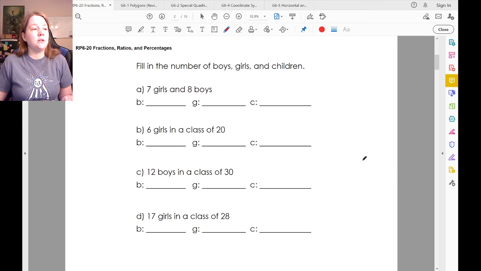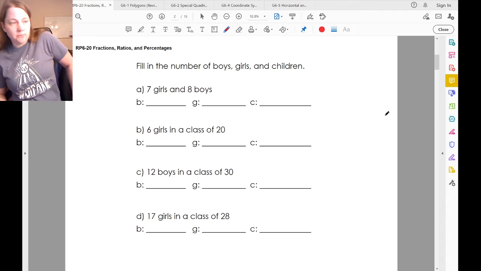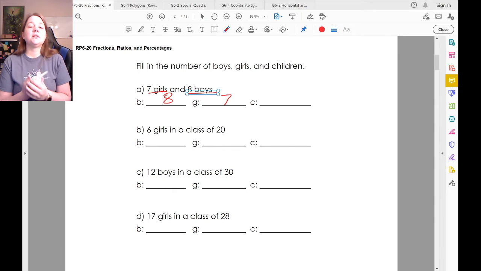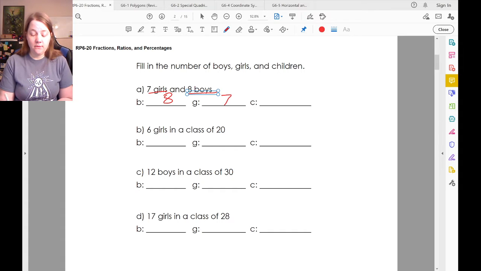So they want us here to fill in the number of boys, girls, and children if the girls plus the boys equals the number of children. So how many boys would there be in this setup? Well, there's 8, so we'd put an 8 there. How many girls are there? Well, there's 7. And if the number of boys plus the number of girls equals the number of children, that would be 8 plus 7, which would be 15.